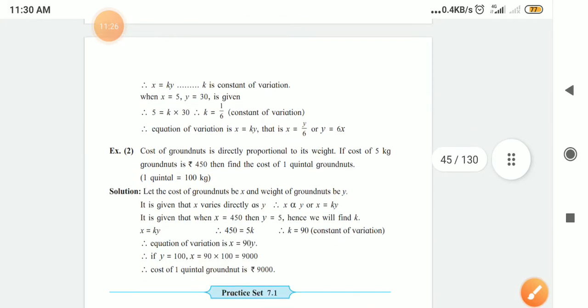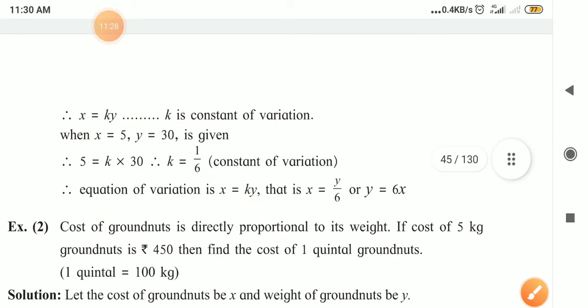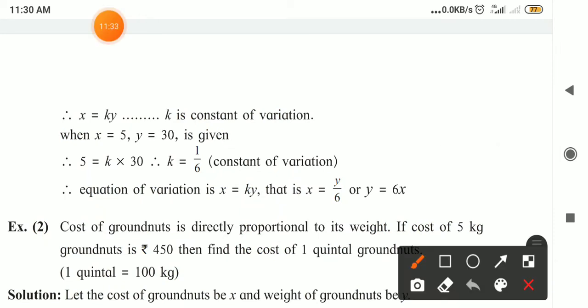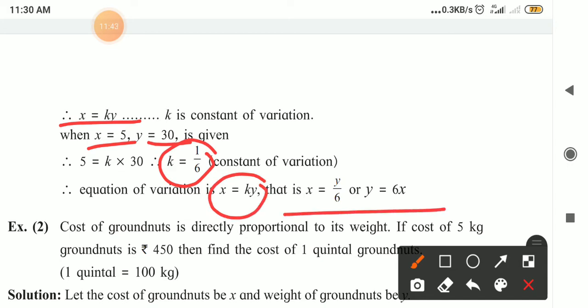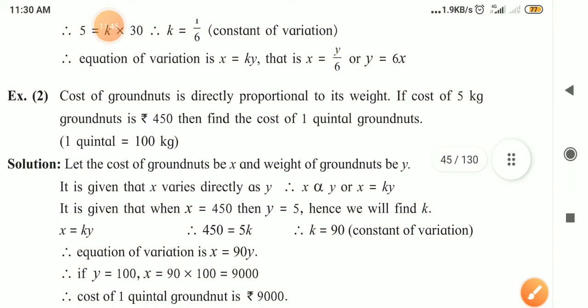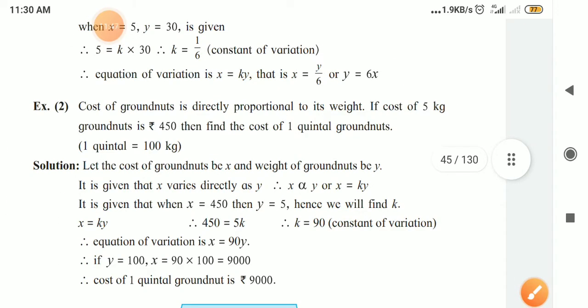See here, it was solved here only. So x is equal to ky, x is equal to 5, y is equal to 30. Find the value of k, and this value of k we have to put into the equation of variation, that is x is equal to ky. You will get the required answer. By mistake I forgot to write 1 upon 6, instead of that I wrote 6. That's why there was some confusion in the answer.